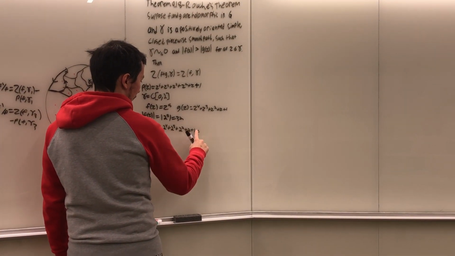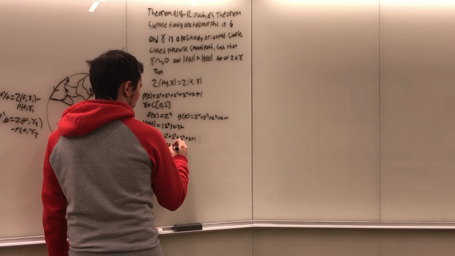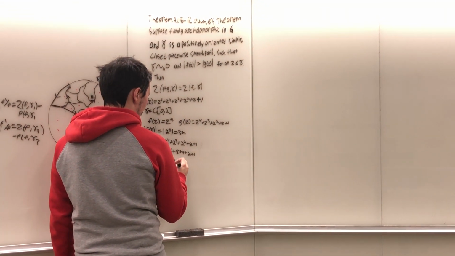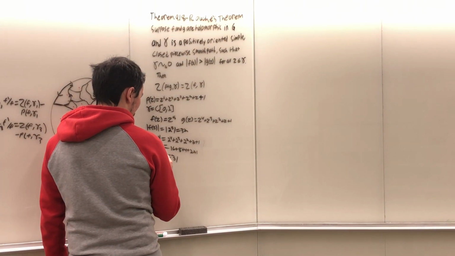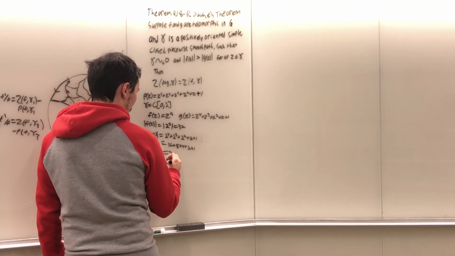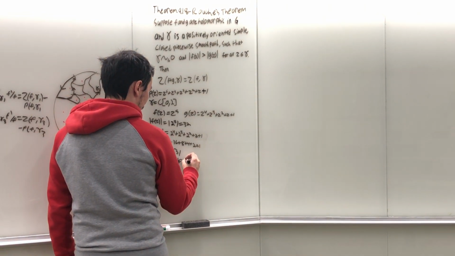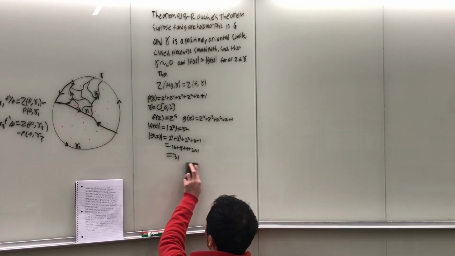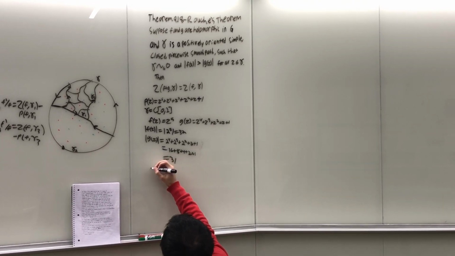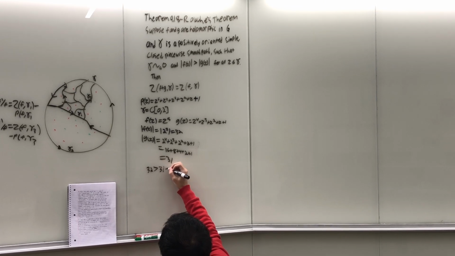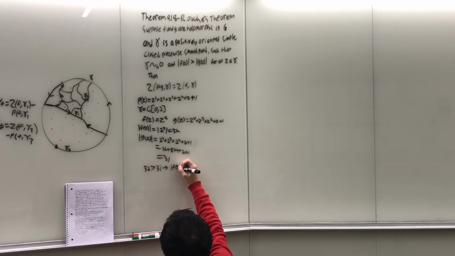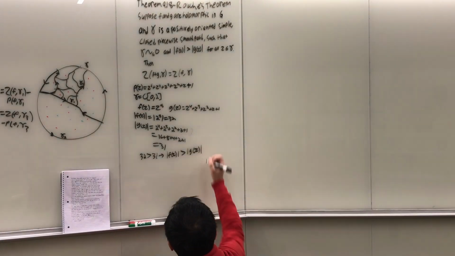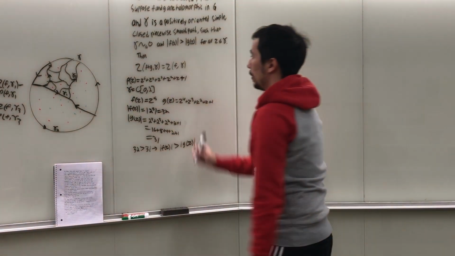So we have 16 plus 8 plus 4 plus 2 plus 1, which is going to be 31. So we have 32 is greater than 31, implying that mod f of z is in fact greater than mod g of z. So now that we have that, all the conditions are met.